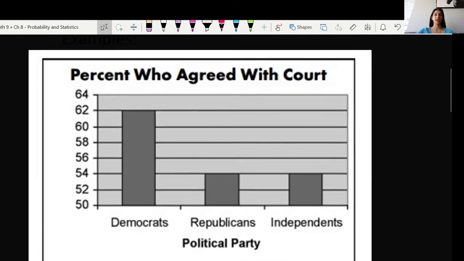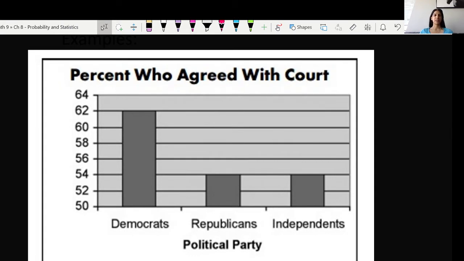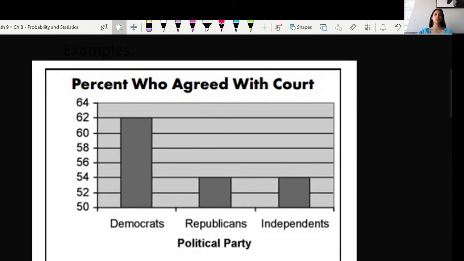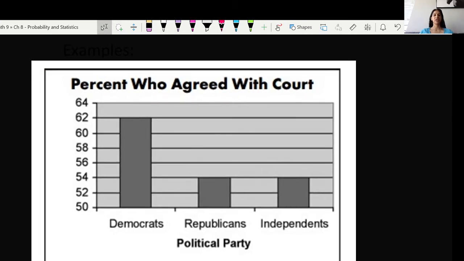So the first one here, we look at a percent who agreed with court, and we're looking at Democrats, Republicans, Independents. So this is American, clearly. And I guess what I would like for you to do is just to pause the video, have a look yourselves, and see if you can come up with some information about this. When you're ready for the answer, hit play again, and you'll see me going through it.